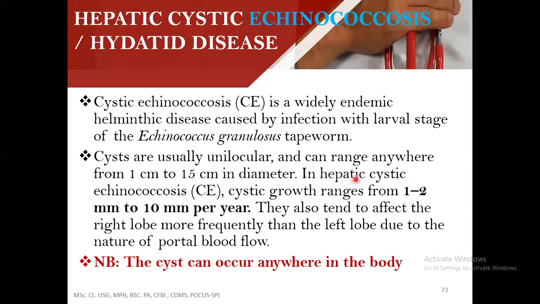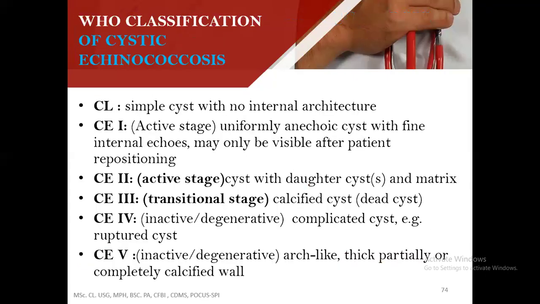Right. So note, the cyst can occur anywhere in the body, not just the liver. Anywhere in the body. You should take note, anywhere. So, the World Health Organization classification of cystic echinococcosis. The first stage is the CL stage, which we call the cystic lesion stage. At that stage, simple cysts with no internal architecture will be seen. The regular students, take note of these things. Know the stages, know them, because you are going to write exams on them.